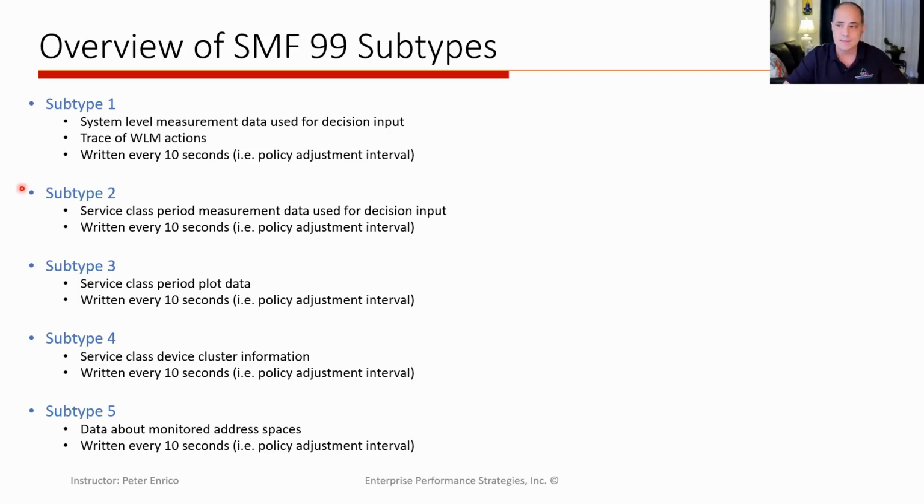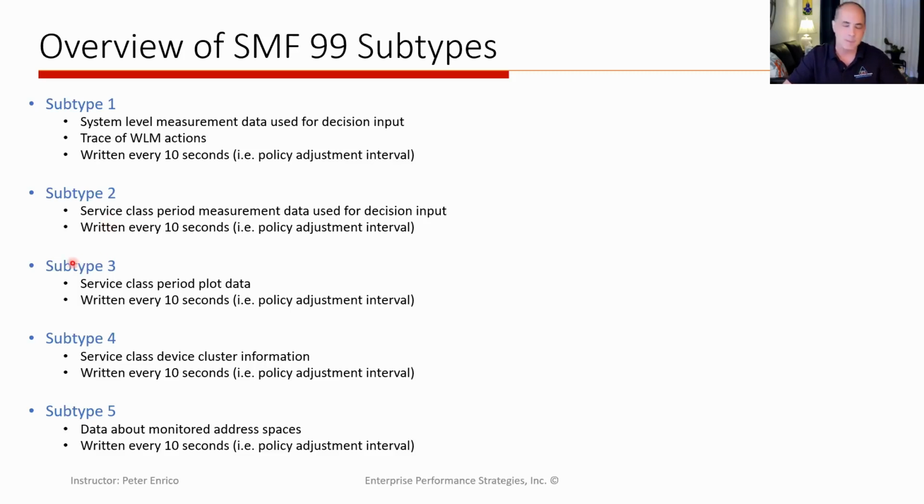Subtype 2, on the other hand, is service class period measurement data. So what's happening here now is it's breaking down the system measurements by workload. This is where we're going to find out, on a service class period basis, how the goal is being met, the using and delay samples, what the storage usage is, all sorts of things, but on a period by period basis. Everything WLM needs to know about that period in order to make an adjustment. So if you want to understand maybe the CPU usage of a particular service class every 10 seconds, that's what you would do with this particular record type. And I'll show you examples of the subtype 2.